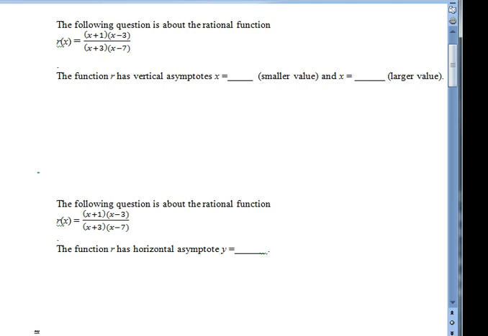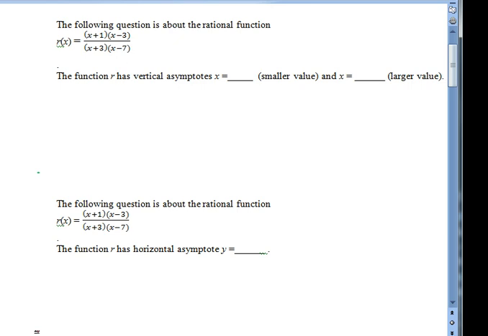In these problems, we're going to be looking at the horizontal and vertical asymptotes of rational functions. The first function is r of x, which equals the product of x plus 1 and x minus 3 divided by the product of x plus 3 and x minus 7. We are to find the vertical asymptotes.